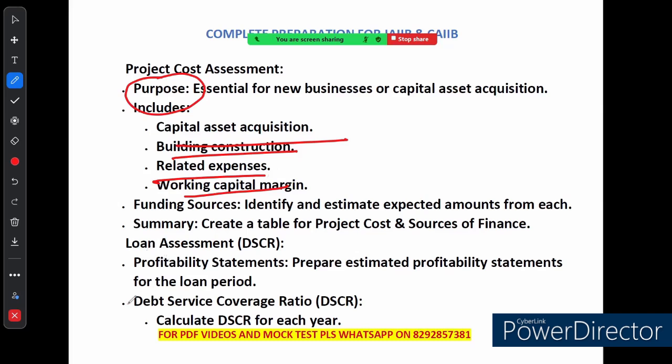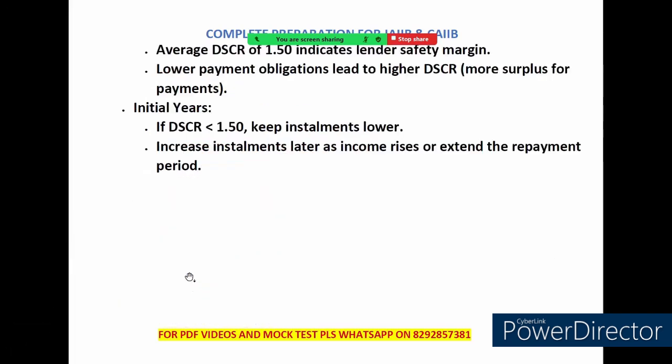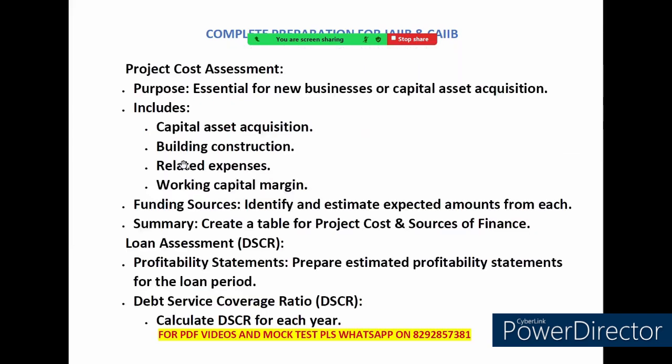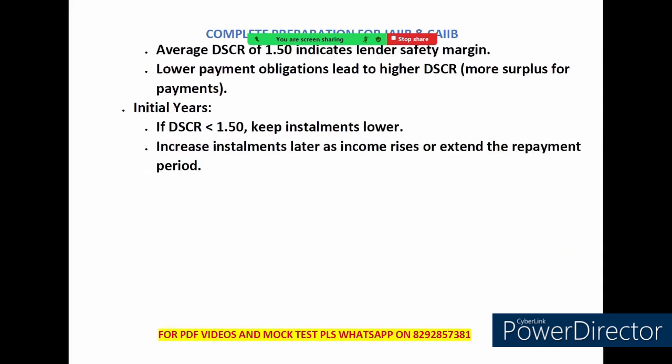Now let's dive into DSCR. DSCR, the debt service coverage ratio, is how a bank decides whether a business can afford to pay back the loan or not. The business prepares a profitability statement that shows expected earnings over the loan period, right. The DSCR is calculated by dividing the cash available to pay debt by the actual debt payment for each year. So a DSCR of 1.50 or higher means the business has enough cushion to safely repay its loan. Suppose I have to pay a debt: how much cash is available with me, divided by the actual debt payment for each year.